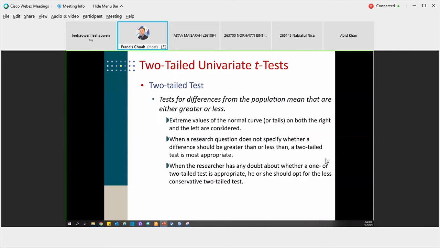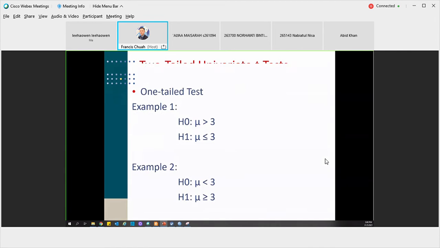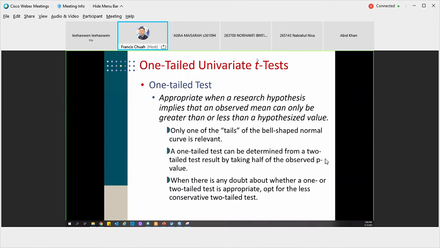Now, I would like to share with you what a one-tail and two-tail test is. Before I even start, can I get a quick response? Have you learned this before in your statistics class? Pernah belajar tak one tail analysis and two tail analysis?